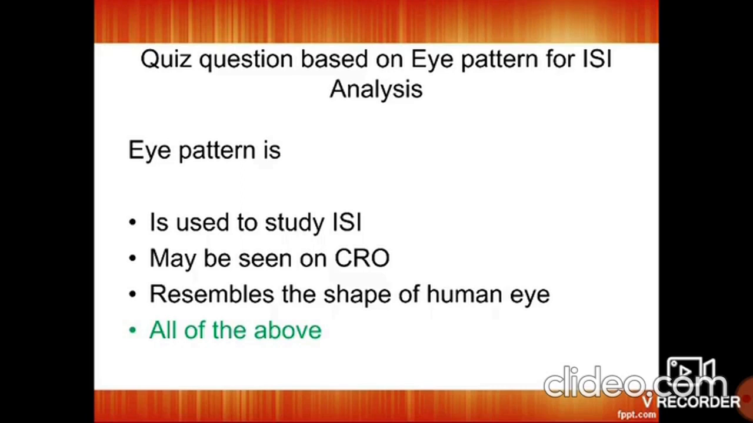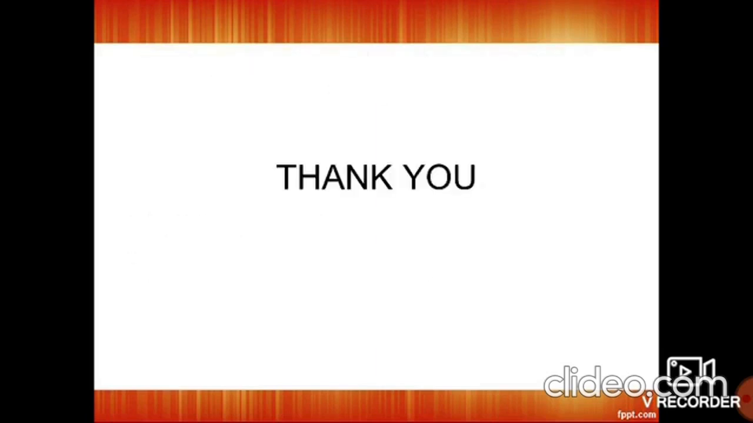Here we have one quiz question based upon eye pattern for inter-symbol interference analysis. The question is: eye pattern is, choice 1, used to study ISI; choice 2, may be seen in CRO; choice 3, resembles the shape of the human eye; and choice 4, all of the above. A, B and C are all correct in case of eye pattern. It is used to study ISI, that is correct, it can be viewed in CRO, that is also correct, and it resembles the shape of the human eye. So the answer is D, all of the above.